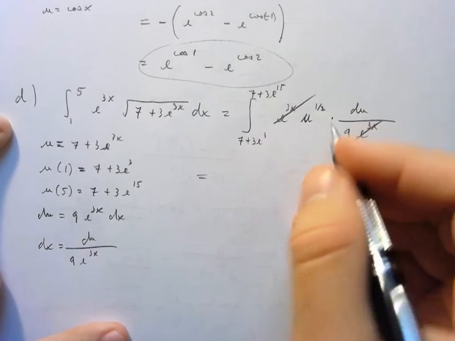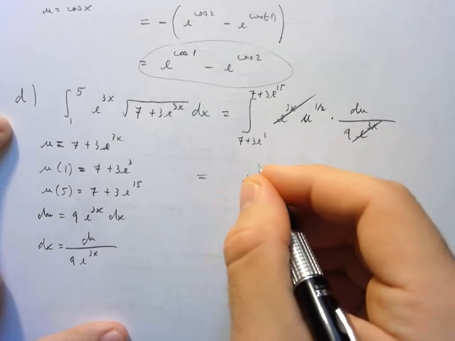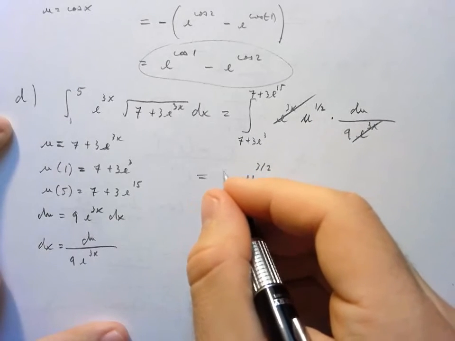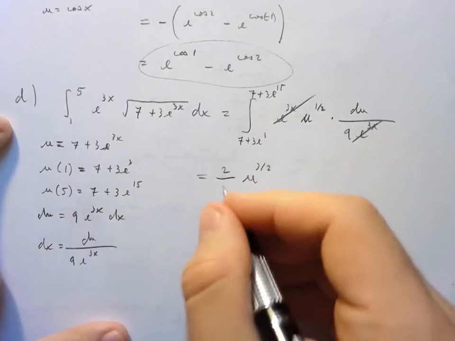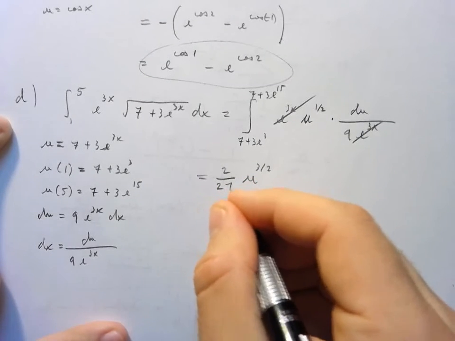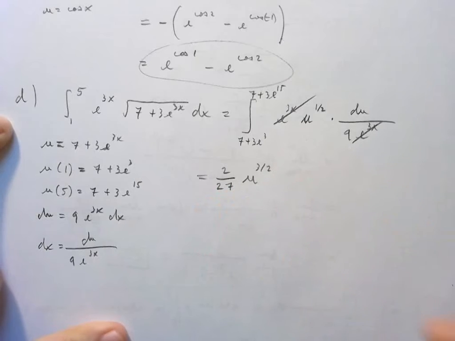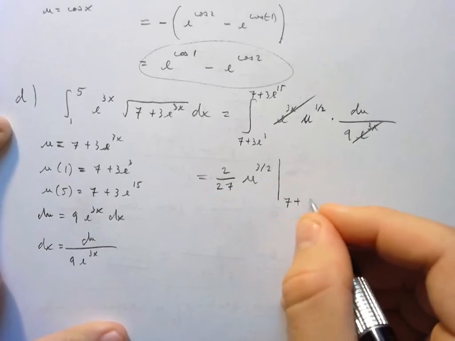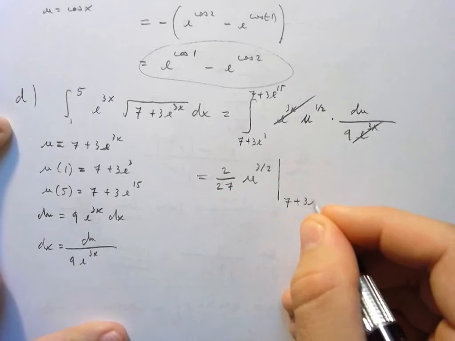The integral of u to the 1/2 is u to the 3/2 multiplied by 2/3. I also have a 9 in the bottom, so it's going to end up being 2 over 27, right? Because 3 times 9 is 27, and I'm evaluating this between the bounds, 7 plus 3e cubed, 15th. And now I just plug in the bounds, right?